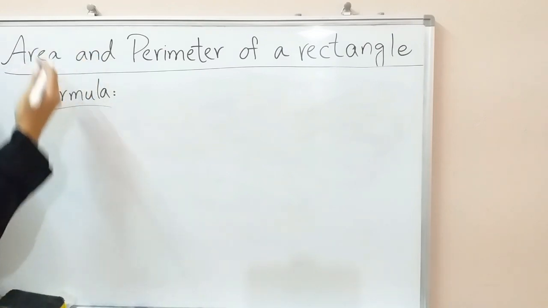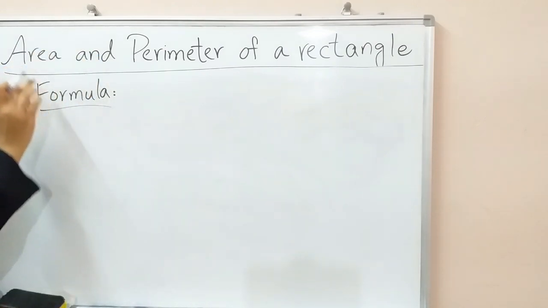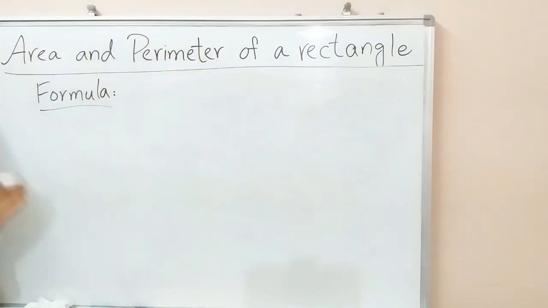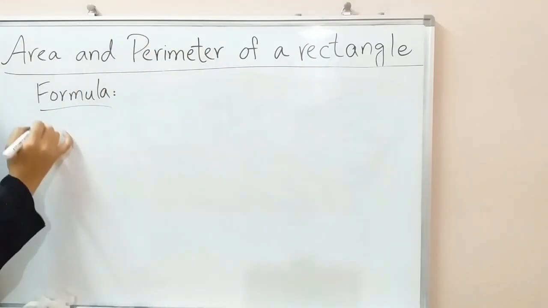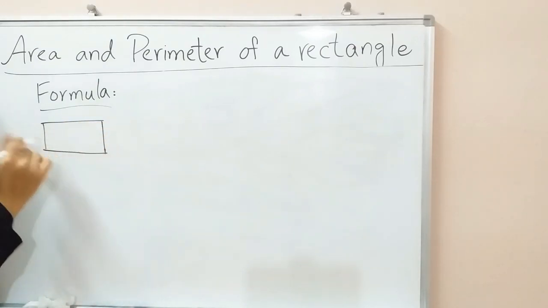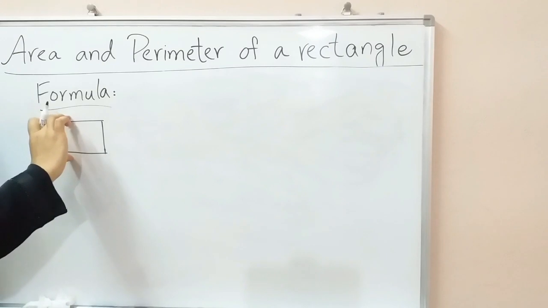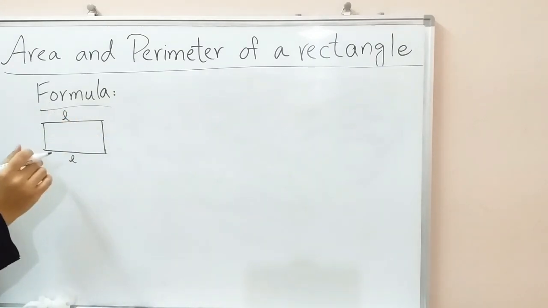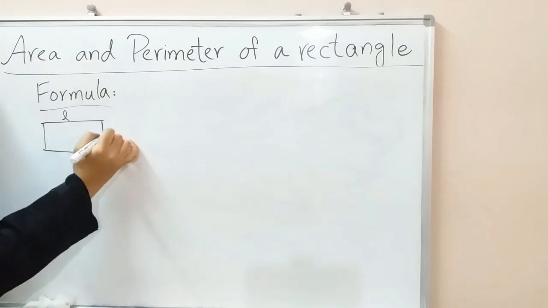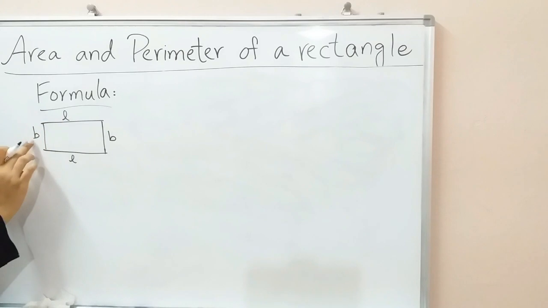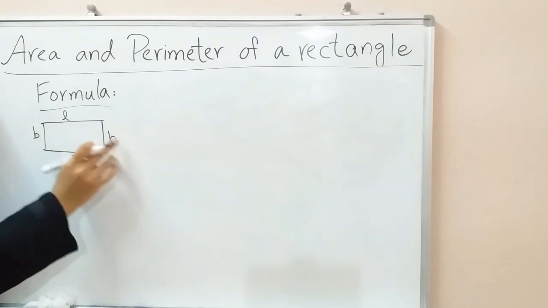So in this case, now I am going to tell you the formula of area for a rectangle and the formula of perimeter of a rectangle. Now if you have this rectangle, as you know, a rectangle has 4 sides. 2 larger sides are called its length and 2 smaller sides are called its breadth or width. So I am denoting length by L and breadth by B.